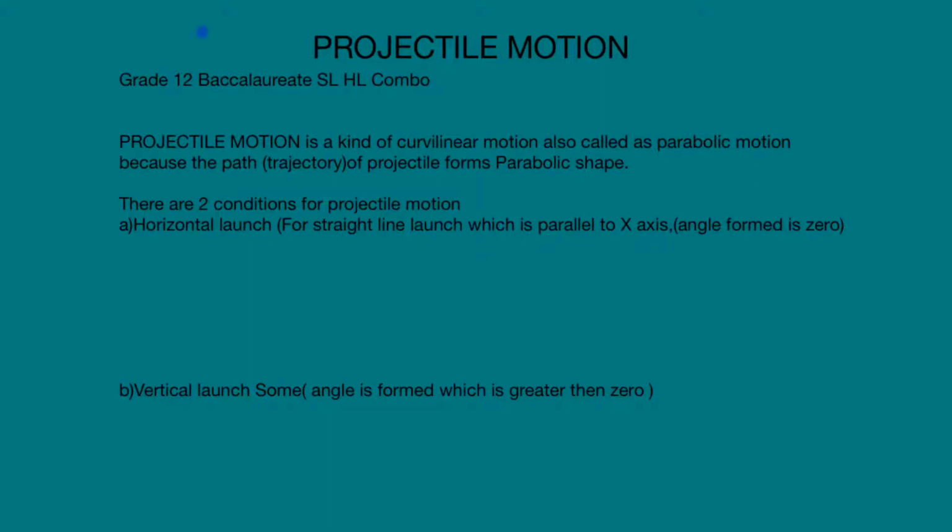Students, today we are going to study projectile motion. As we can see here, there are two conditions for projectile motion: there is horizontal launch and there is a vertical launch. Horizontal launch means something is thrown parallel to the x-axis or to the ground level. It is like this.